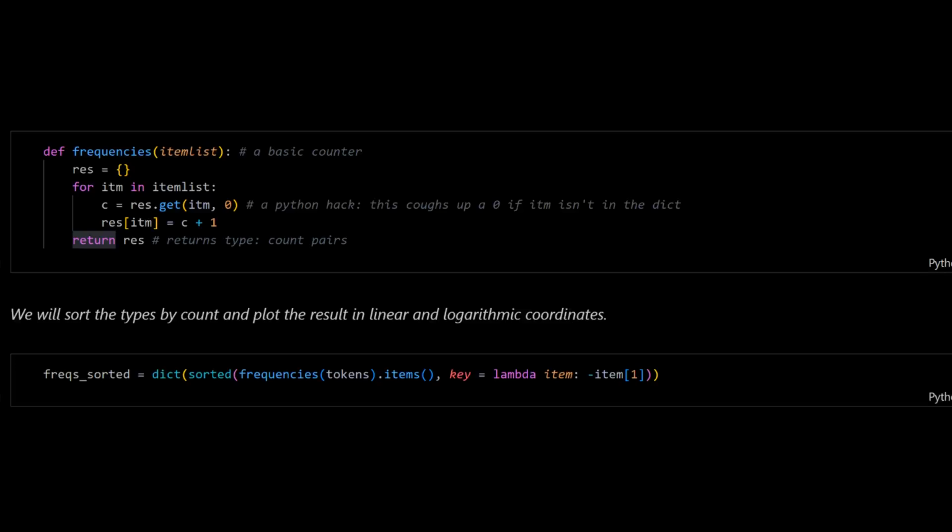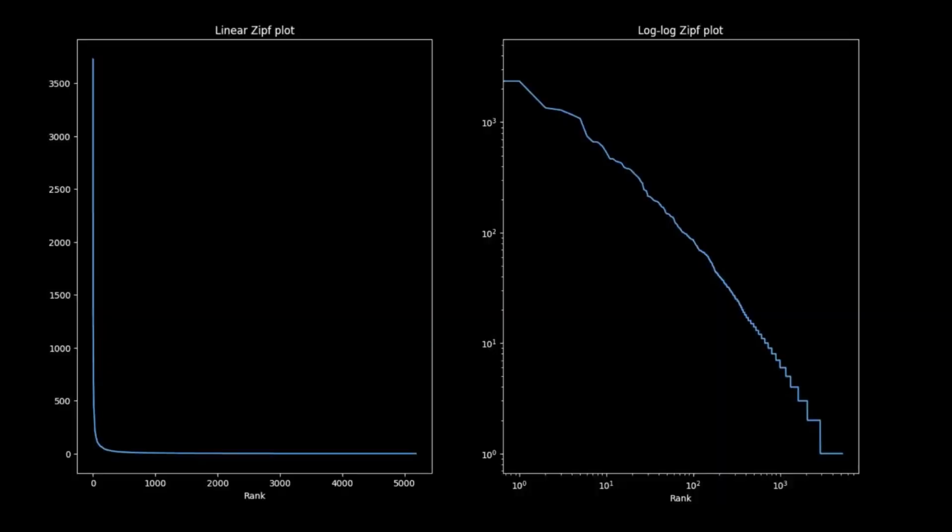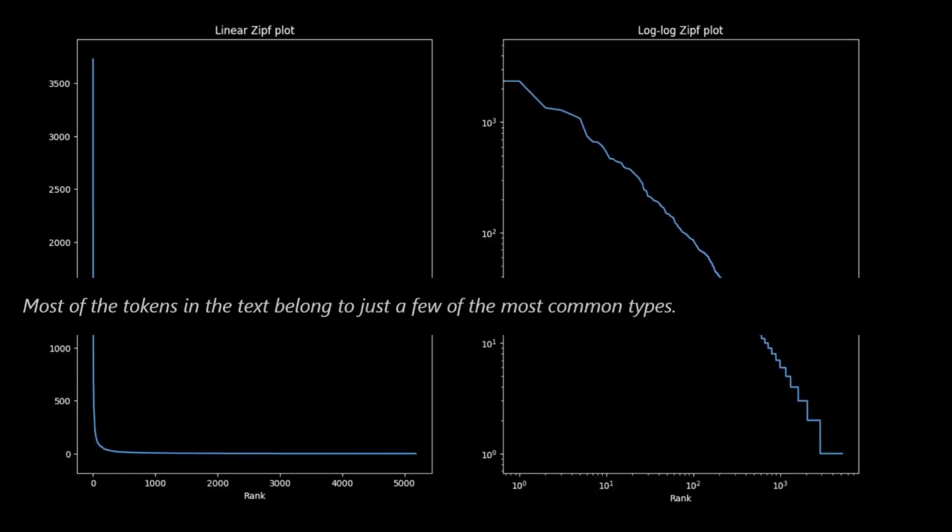Tokens that are equal to each other are said to belong to the same type, so a token is an instance of a type. Counting the occurrences of each type and ranking them all by frequency, we get a very familiar looking plot. Just a few high-ranking types predominate in the text.